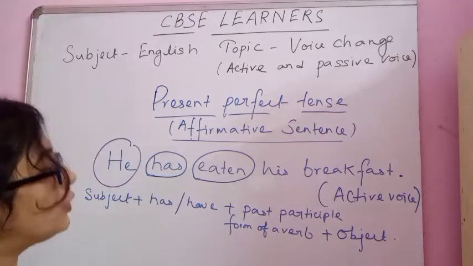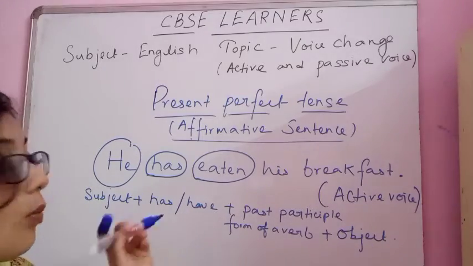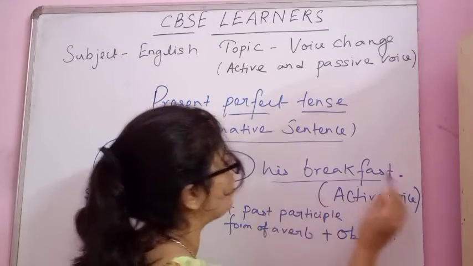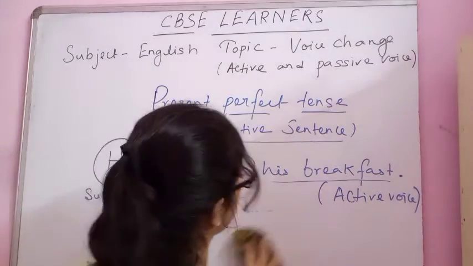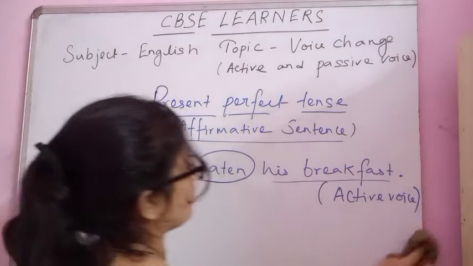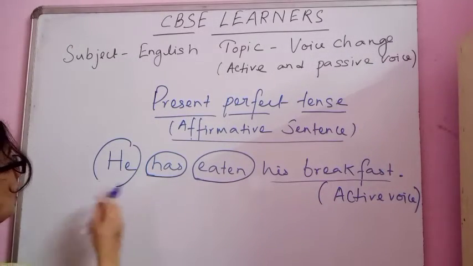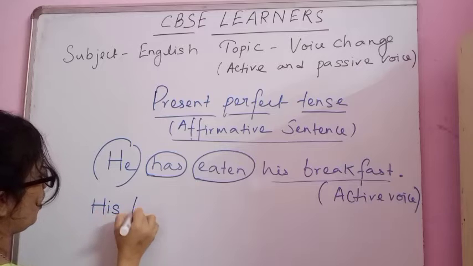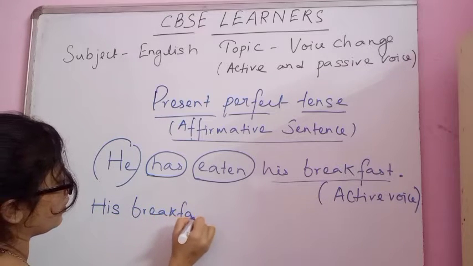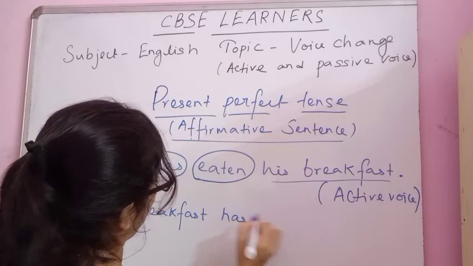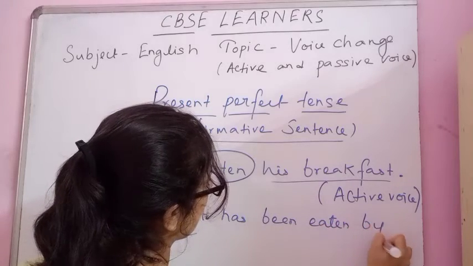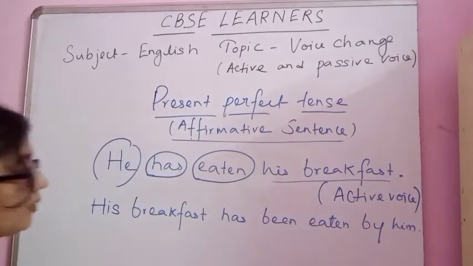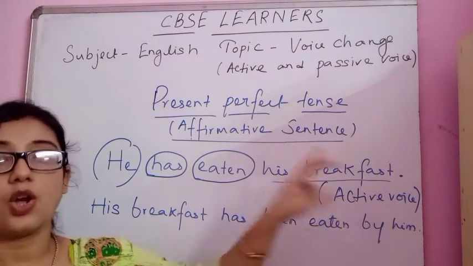Now when we convert it from active to passive, what will we do? We will focus on the object. Here the object is breakfast, his breakfast. So let's construct the sentence: His breakfast has been eaten by him. Here his breakfast was the object.